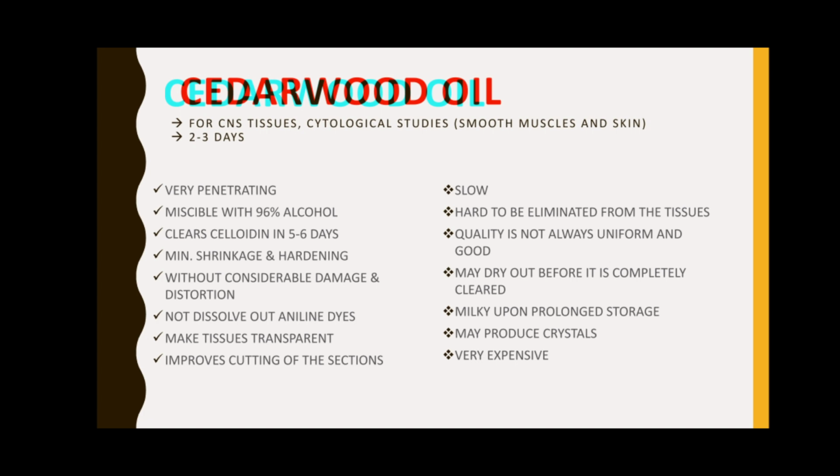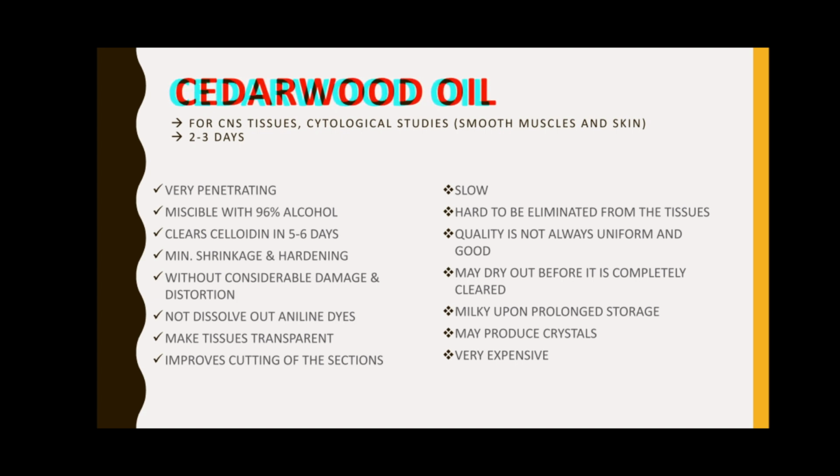It is an extremely slow clearing agent, hence is not recommended for routine purposes. It is hard to be eliminated from the tissues in paraffin bath, making the wax impregnation process very slow. This may be improved or hastened by transferring the specimen from oil to benzene for half an hour before finally placing the tissue in wax. Quality is not always uniform and good in using cedarwood oil, class.